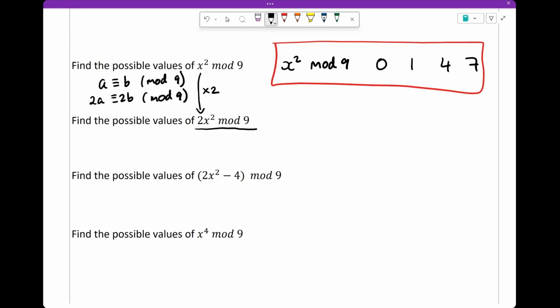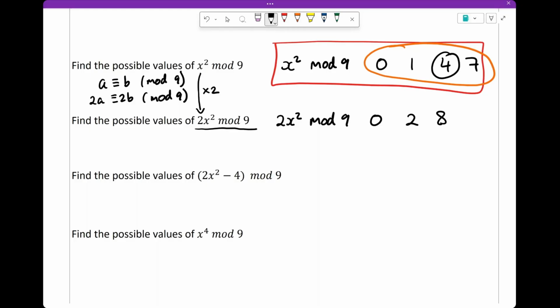I'm going to write 2x squared mod 9. And now let's go to our original remainders up here and multiply them all by 2. So if we look at the first one, we've got 0. So 0 times 2 would just be 0. So that's one of my answers. Then we got 1. 1 times 2 is 2. So that's another one of my answers. Then we got 4 multiplied by 2 would give 8. So that's another answer. And then finally we got 7. Well, if I multiply that by 2, I would get 14.